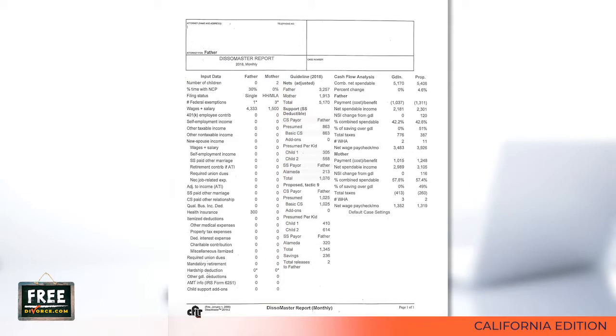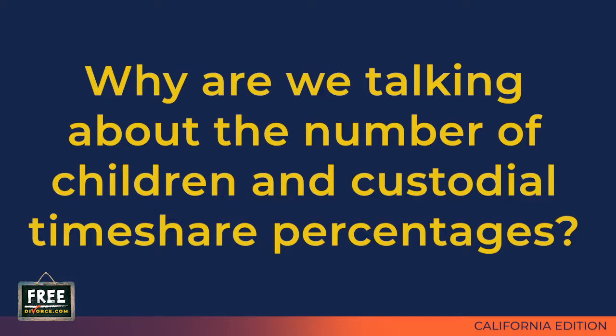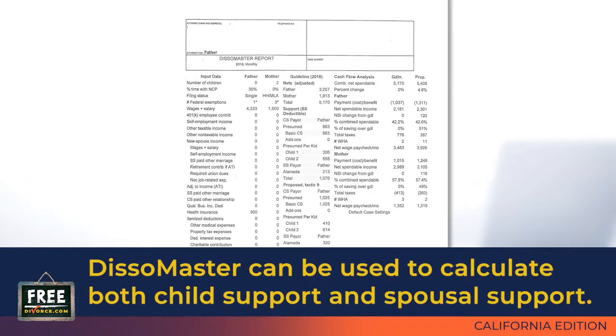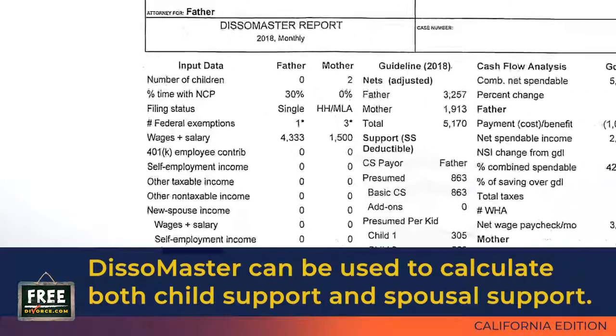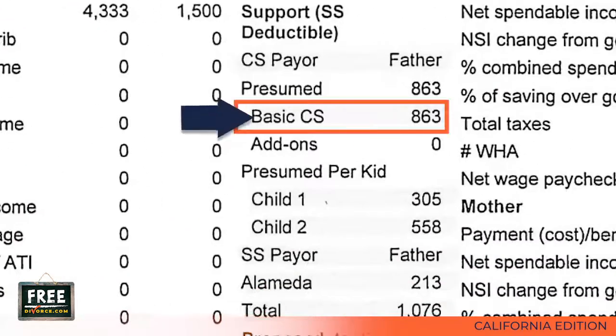Wait, I thought this video was going to be about spousal support. Why are we talking about the number of children and custodial timeshare percentages? The Dissomaster program will calculate just child support, it will calculate just spousal support, or it will calculate both child support and spousal support. We're using the same Dissomaster sample calculation for both our child support video and our spousal support video. So that's why our sample printout has some entries for children and includes an amount for child support.